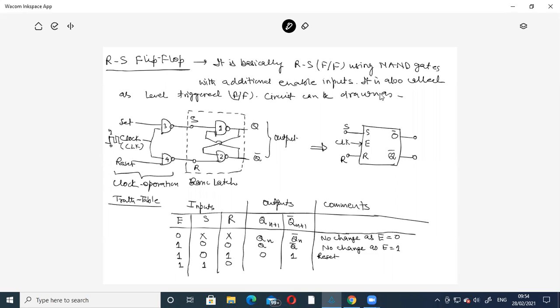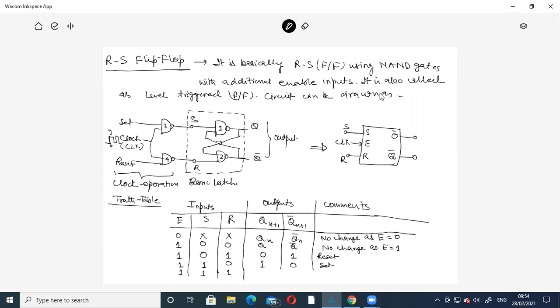So this is reset. If clock is 1 and S is 1 and R is 0, this R is 0, so the output will be 1, and then this value is 1, and here it is 1, so 1 and 1 makes Q bar 0. So this Q bar is 0, so Qn is 1, and this is set.